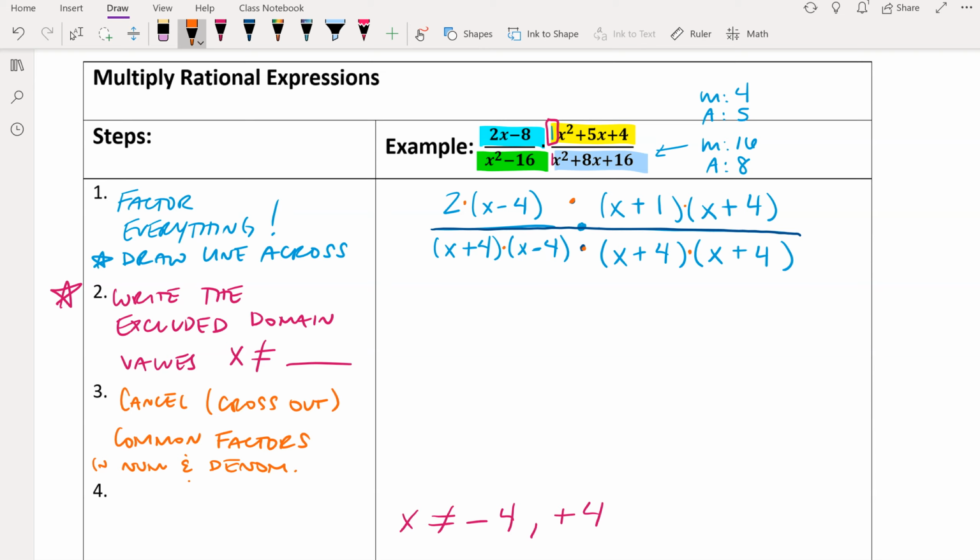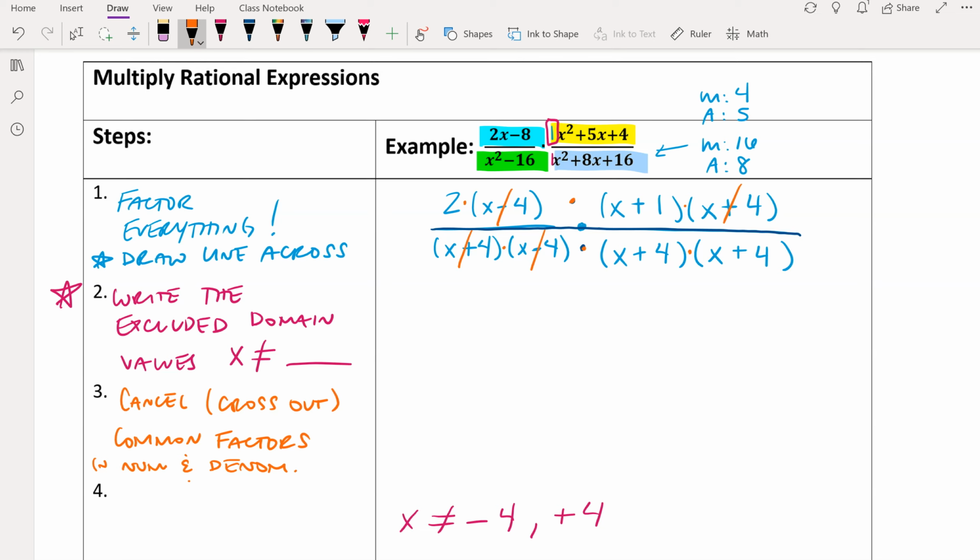On the top, we have x minus 4. We could cross out this x minus 4 because those match. Cool. Do we have another x plus 1? No. Do we have a 2 in the denominator? No. Do we have an x plus 4? Yes. I'm going to cross out this one over here. You can only cross out one like for each pair. You have to make an exact pair to be able to cross out.